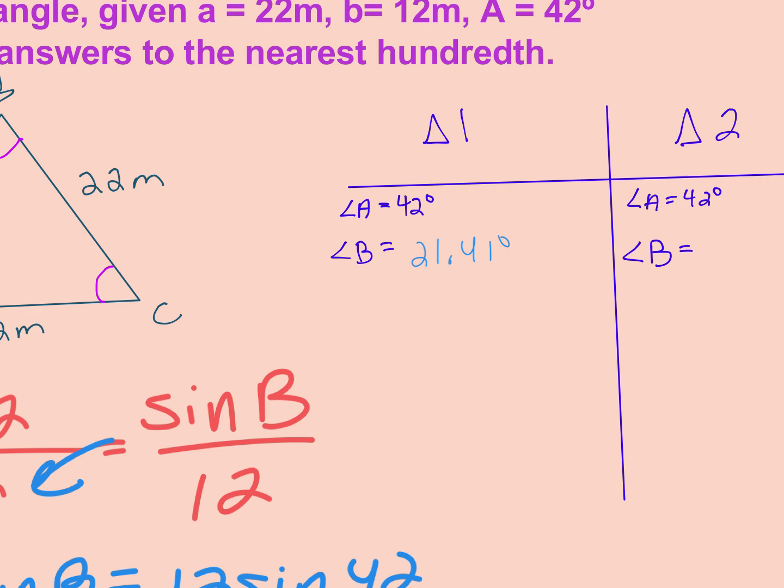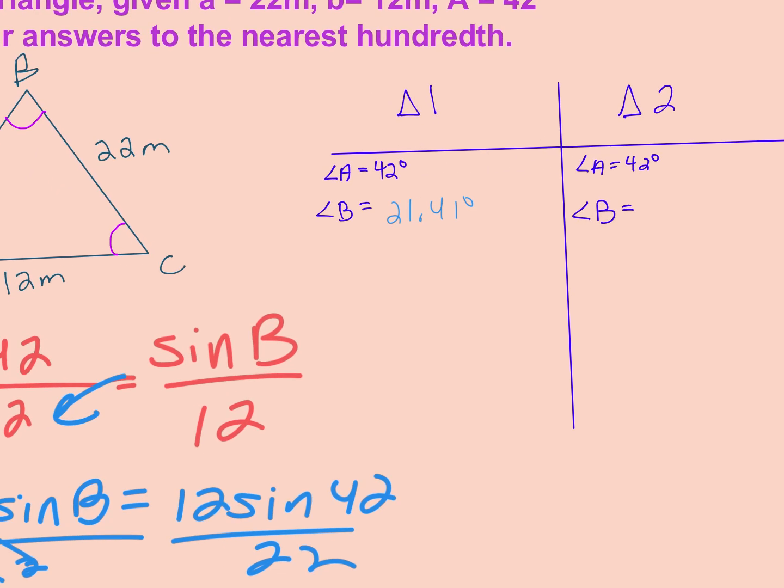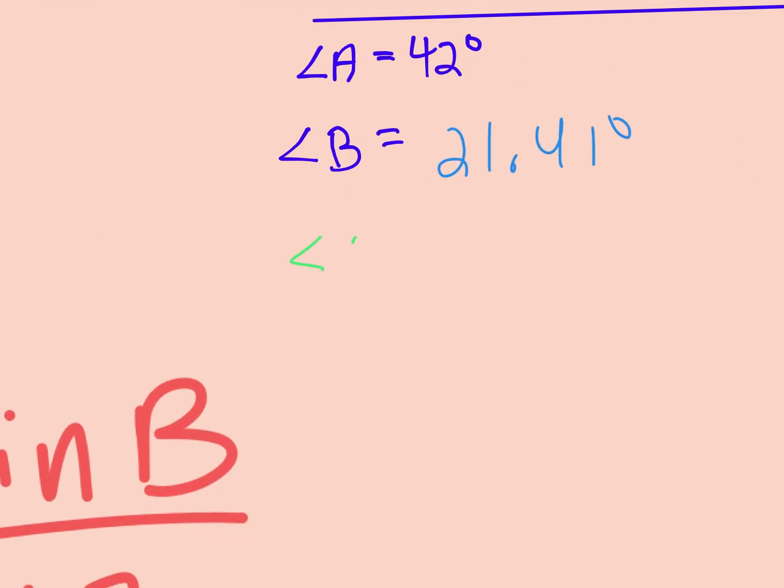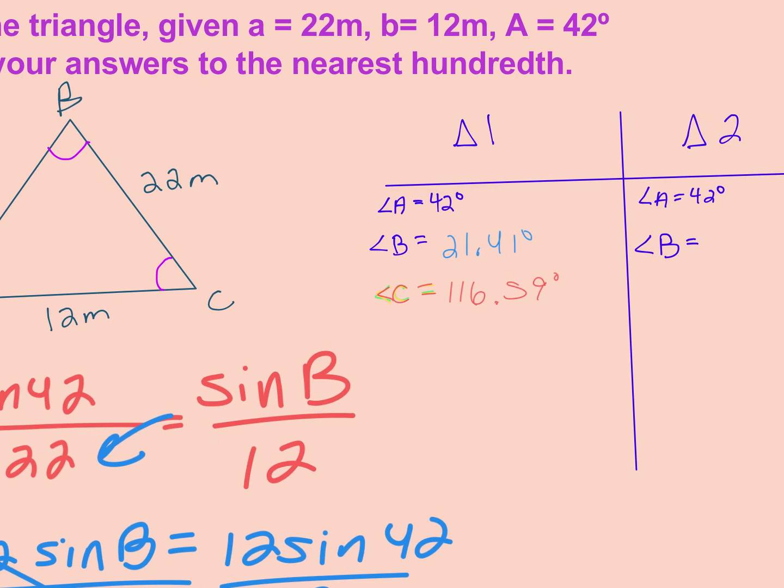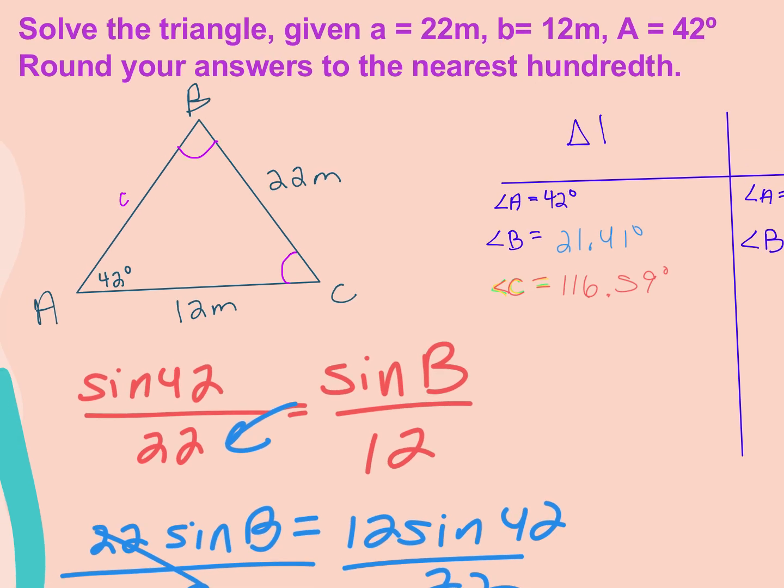Now, to determine if there is a second triangle, how would you guys complete solving triangle 1? How would you solve for C? Perfect. You add A and B and do what? Perfect. You would say 42 plus 21.41 is 63.41, right? And take 180 from that. So I get angle C is 116.59 degrees. And then what's the side that's missing?